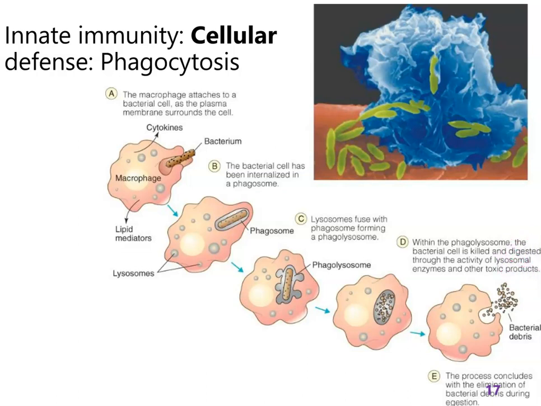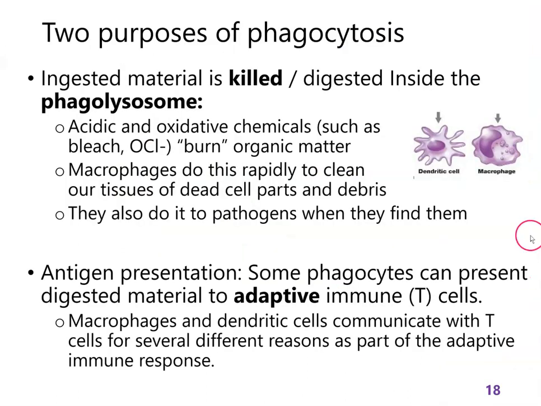So there are two major reasons cells do phagocytosis. One of them is to take up material and kill it, or just digest it for recycling. So macrophages will recycle cell debris in our tissues to clean our tissues, and they'll take dead cells and turn them into raw materials that other cells can use to build new things. They'll also use it to kill bacteria. So if they find bacteria, they use phagocytosis to kill them. That's one major purpose of phagocytosis.